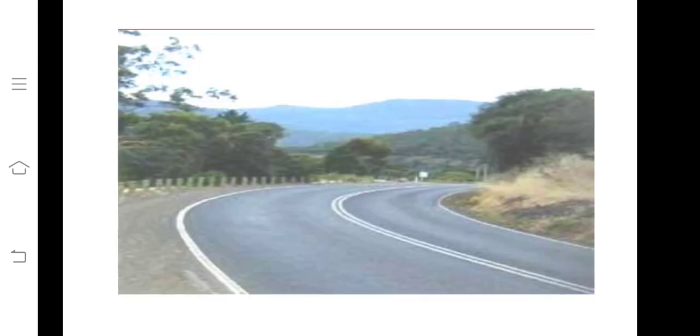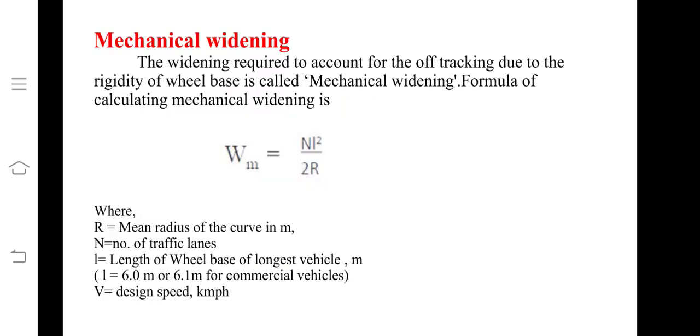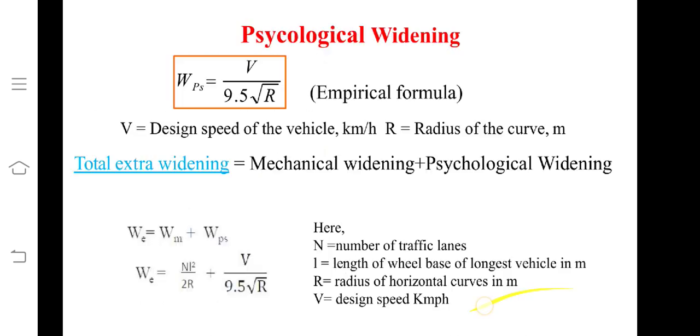So this is a figure which will show you the horizontal curve and how the embankments are provided. Mathematically, let us see how to find out the mechanical widening. Mechanical widening is required to account for the off-tracking due to the rigidity of the wheelbase, and the formula for this is WM is equal to NL square upon 2R. Here N stands for number of traffic lanes. L is the length of the wheelbase, which is generally 6 meters. V is a design speed and R is a mean radius of curvature.